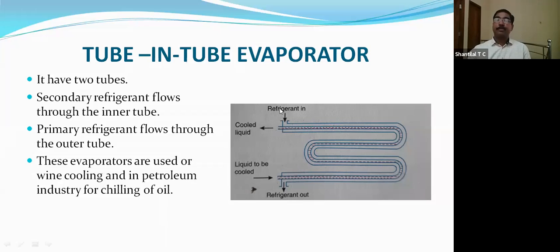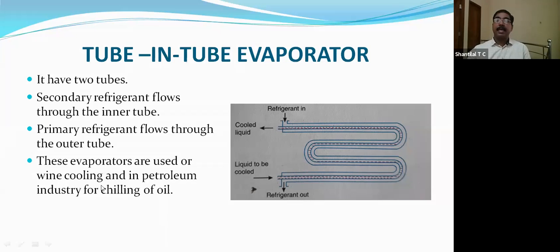So after expansion, the refrigerant in is passing like this in the downward direction, and the secondary refrigerant is moving in the upward direction. At this time heat transmission is happening, and the primary refrigerant absorbs heat from the secondary, and the secondary refrigerant gets chilled. In this way, we can cool the items. Generally, these types are used for wine cooling, or in the petroleum industry for chilling of oil. So any secondary refrigerant we have to cool, we can use primary also in this way.